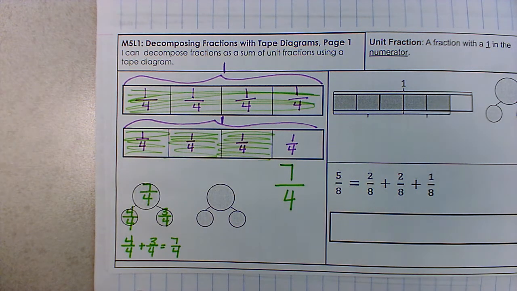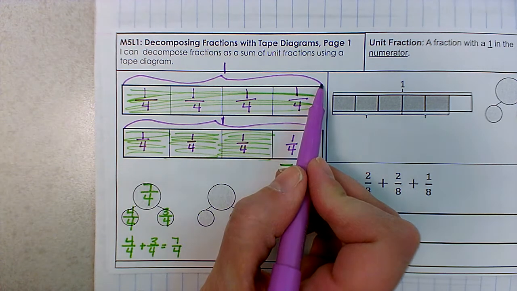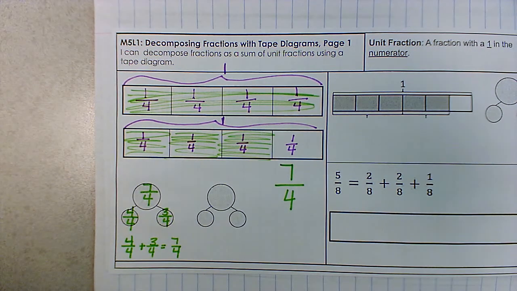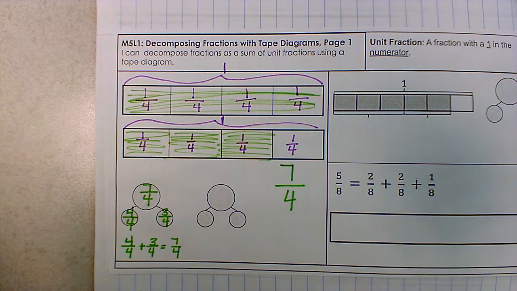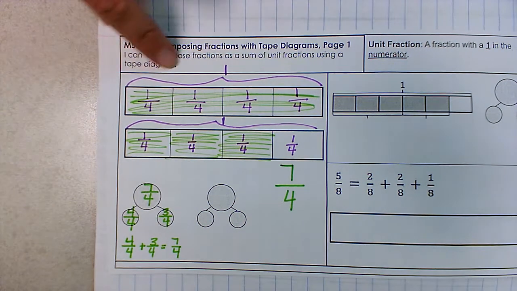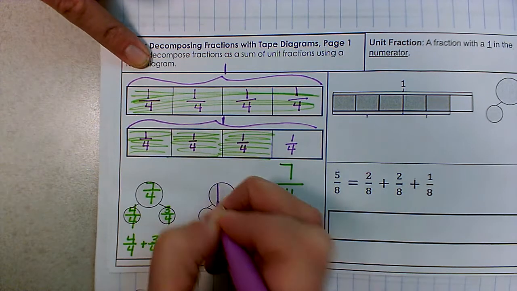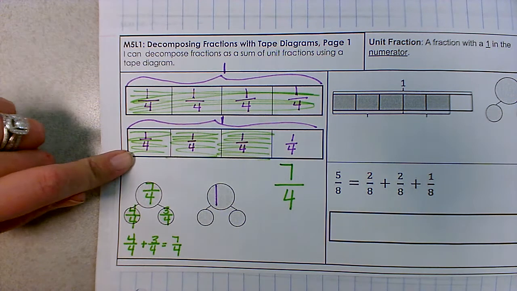But fourth graders, I want you to think for a moment. I've labeled these that the whole is 1. So I'm thinking that there's another way I could write 7/4. If I look at this top tape diagram, it is colored all the way so that it's showing me 1 whole. Then I'm going to look at, well, what's left over?